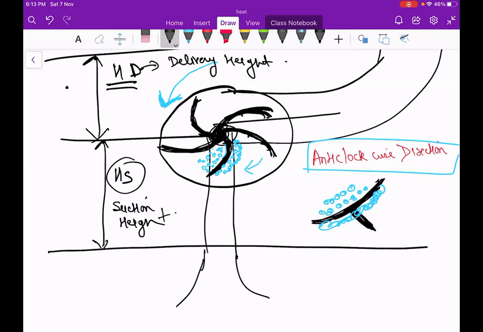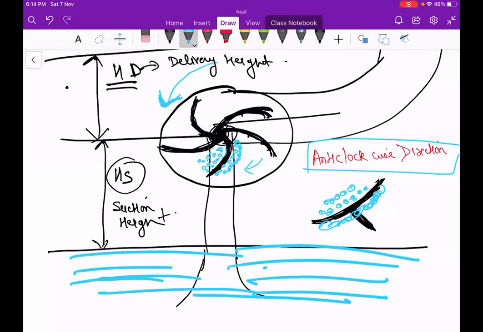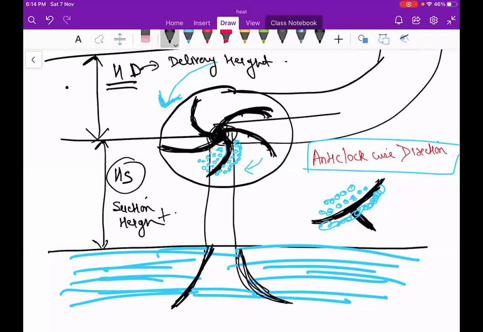Now suppose this is a water storage. Here there should be a wide opening like this, and here it is a strainer. It is just like a chunni, so that dirt particles will be removed from here. Water will go through it, so the dirt is removed. It is just like a screening.